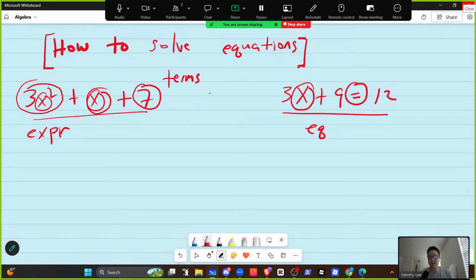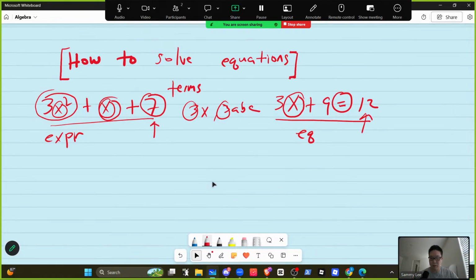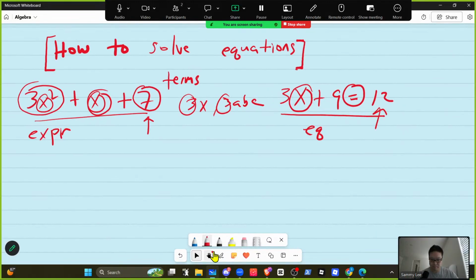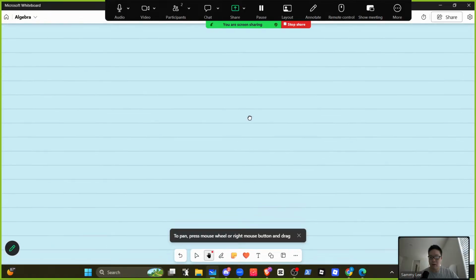Coefficient, yeah. Anything that's in front of a variable, like 3, so we have 3x, 3a, b, c. The 3's are called coefficients because they're right next to the variables. They're multiplying the variables. Numbers that are by themselves, such as 7 and 12, would be considered constants. Okay, so those are the terms you need to know for algebra.